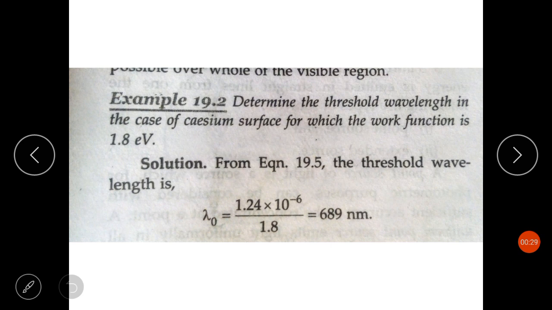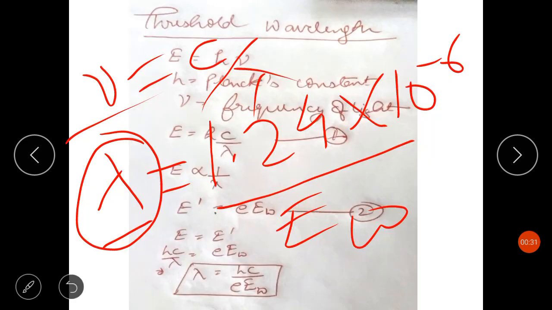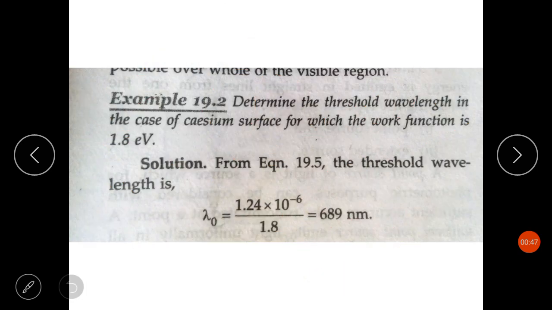And lastly I discussed the threshold wavelength, and I told you the formula after putting the constant values in its original formula. It is lambda equal to 1.24 into 10 to the power 6 divided by EW, where EW is the work function. So let's take an example so that you will get to know the usage of this formula better.